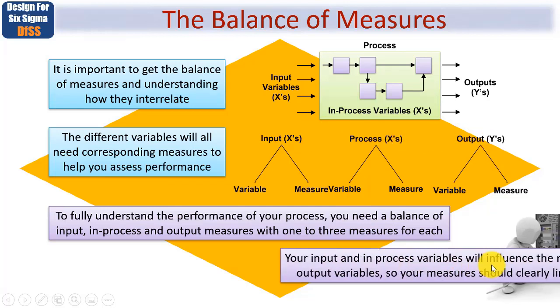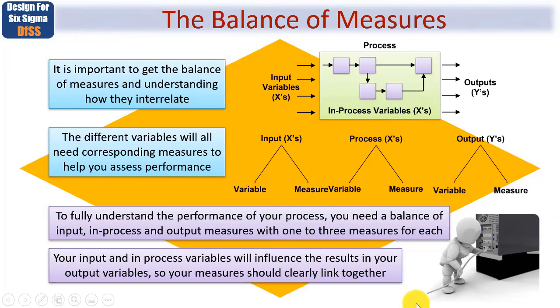So your input and in-process variables will influence the results of your output variables. That's what this model is showing, where this can be any process you care to think of. You've got the inputs, the drivers if you will, and then the outputs you get from that process. You can see the outputs would change depending on the process X's and the input X's. So because of this and the influence in the results of your output, your measures should clearly link together.